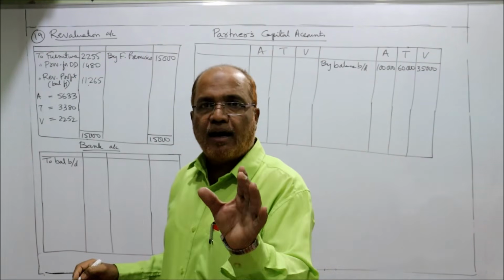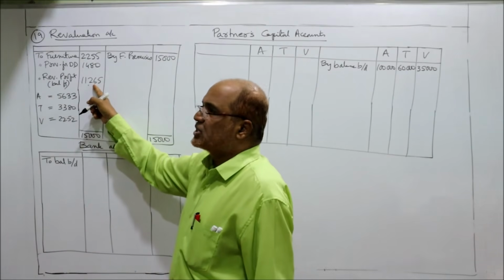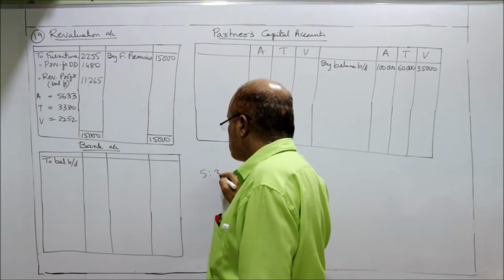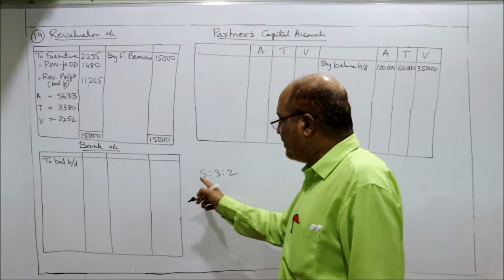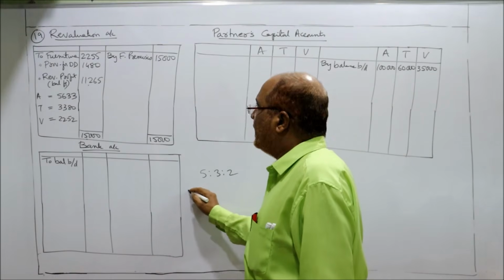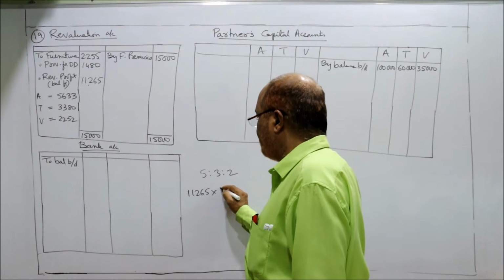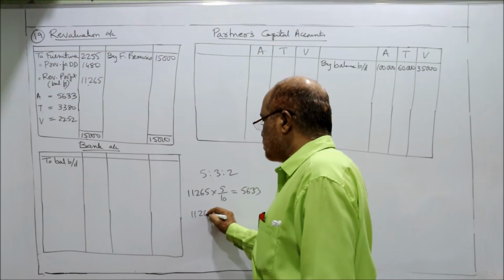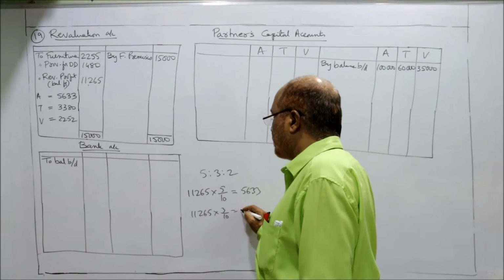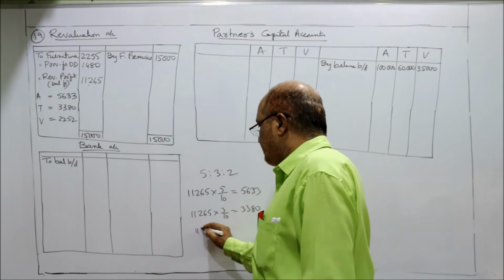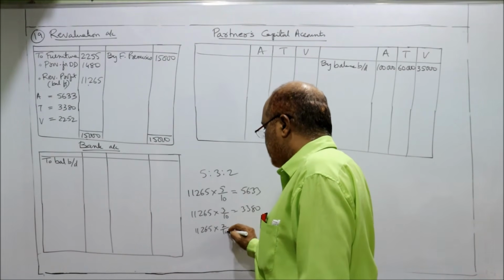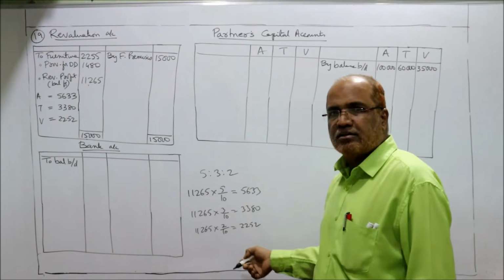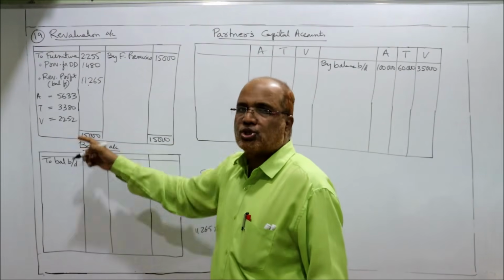Take a calculator and calculate now. 11,265 into 5 by 10. Old profit sharing ratio is 5:3:2. 5 plus 3, 8 plus 2, 10. So 11,265 into 5 by 10, you are going to get 5633. 11,265 into 3 by 10, you are going to get 3380. 11,265 into 2 by 10, you are getting 2252. There is no place, that's why I am showing it here. But these are the amounts distributed.